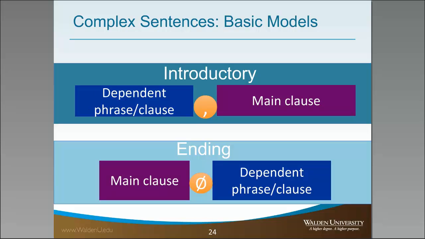Notice the structure: in the introductory clause, it's the dependent phrase or clause, comma, main clause or independent clause. So two main structures. Introductory, so the dependent clause is at the beginning, we have a comma. If the dependent clause is at the end, notice that there is no comma needed. So that's one of the main differences between the two: if the dependent clause starts the sentence, we need a comma.